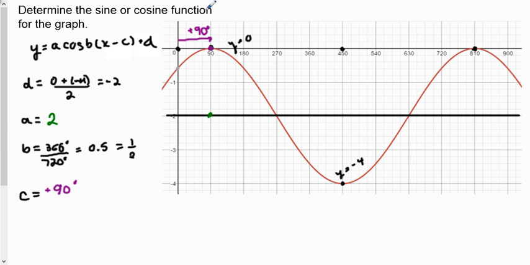So what I want to do now is put these all into my equation that I began the problem with. So I have y equals, the a value is 2, so I have 2 cosine, b value is 0.5 or 1/2. I can use 1/2 outside of x, and I say plus 90, but I have a minus sign here, so that's going to be minus 90 degrees. And the midline was at negative 2, so I'm going to subtract 2.